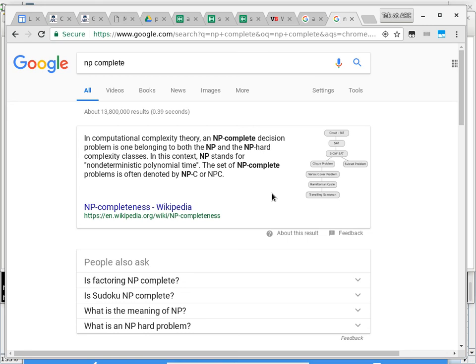Well, I would say more fun if you like that sort of thing, but it's worse if you don't like the math stuff. Okay, so an NP-complete decision problem belongs to both the NP and the NP-hard complexity classes. In other words, they define classes of problems where the complexity of transforming from one problem to another is polynomial time. But the best known algorithm to solve the problem is NP, non-deterministic polynomial time. NP stands for non-deterministic polynomial time.